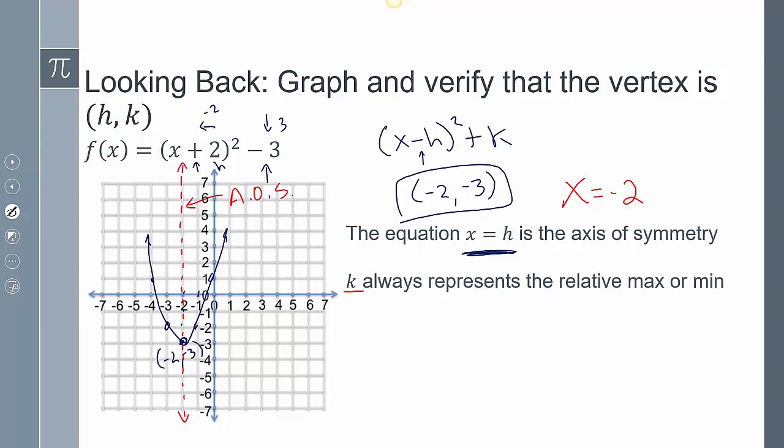And then k always represents the relative max or min. So if I look at my k value, negative 3, that's the smallest possible value in my graph, so I have a minimum of negative 3.